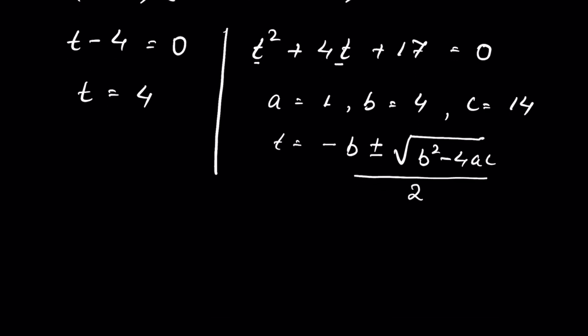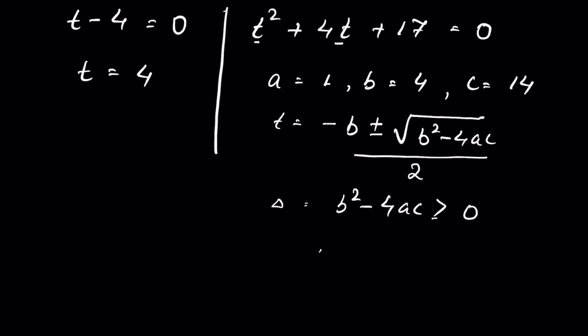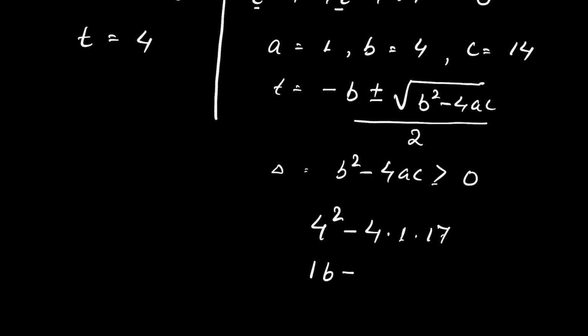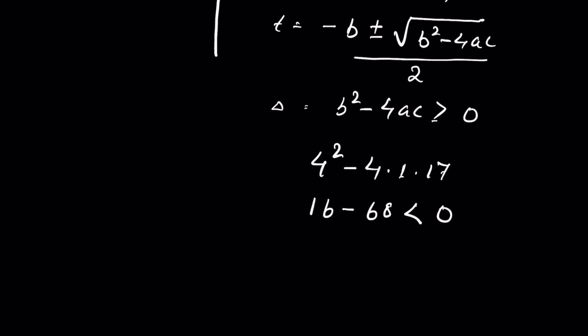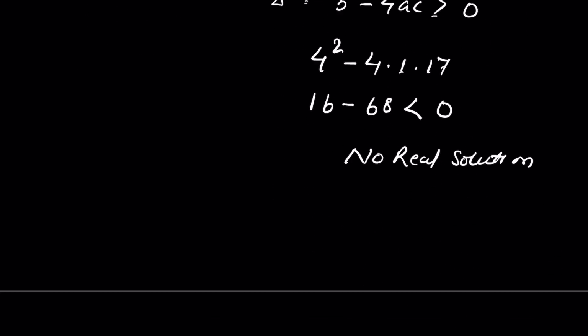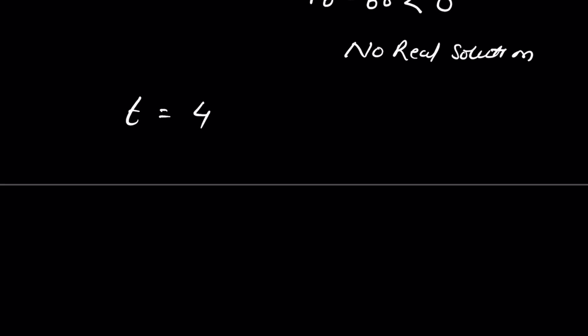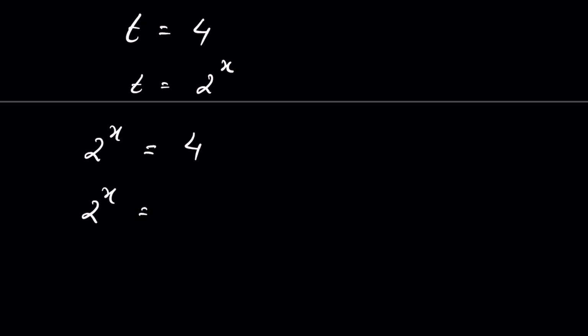To check whether real solution is possible or not, we need to find whether b square minus 4ac is greater than or equal to 0 or not to get a real solution. B here is 4, so 4 square minus 4, a is 1 and c is 17. So 4 square is 16 minus 68. It is less than 0. That means here no real solution. So we have t is equal to 4 and t we considered as 2 to the power x. That means 2 to the power x is equal to 4, or 2 to the power x is equal to 2 to the power 2.